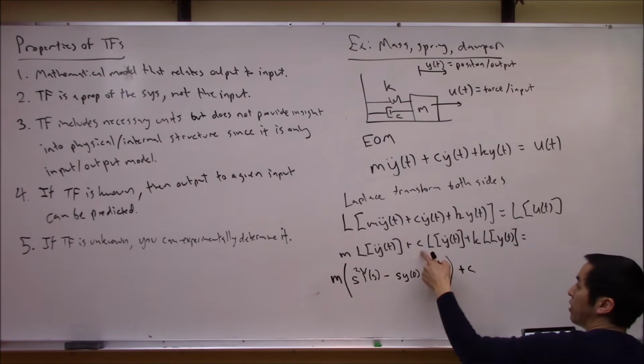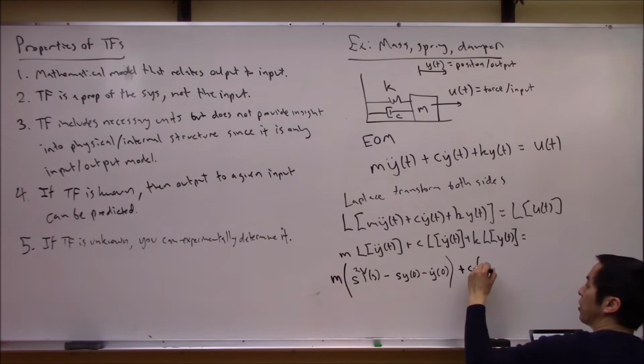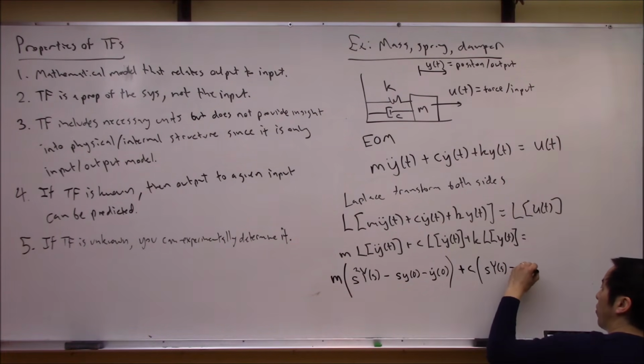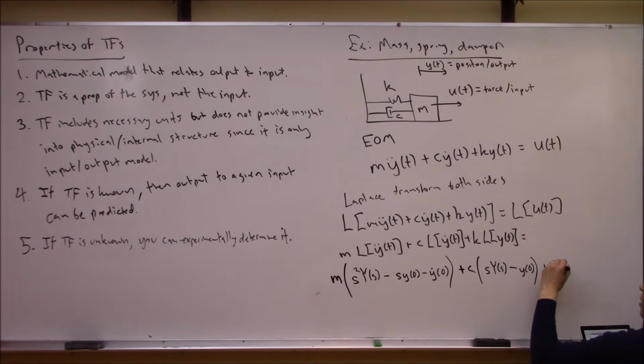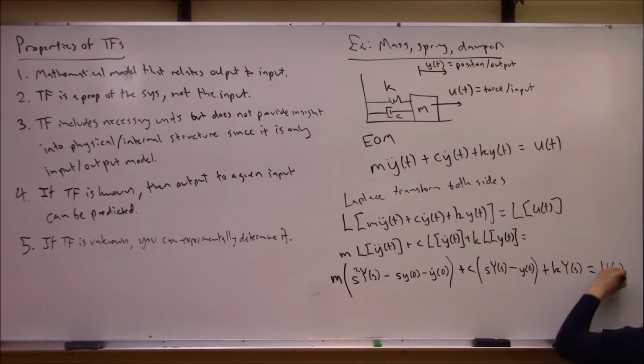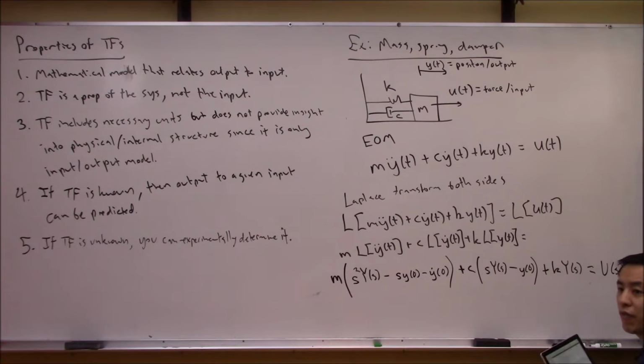Now you get c times this term, which is going to be s times y sub s minus y0. Great, and then I got this last term, which is k times y sub s, equal to the right-hand side, which is just u sub s. Again, we haven't made any approximations yet. This is the normal Laplace technique.